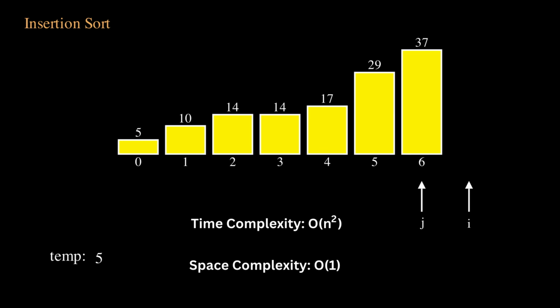Insertion sort also has a space complexity of order of 1. This is because it achieves sorting by shifting elements within the array itself rather than creating new data structures. The code is provided in the description below.